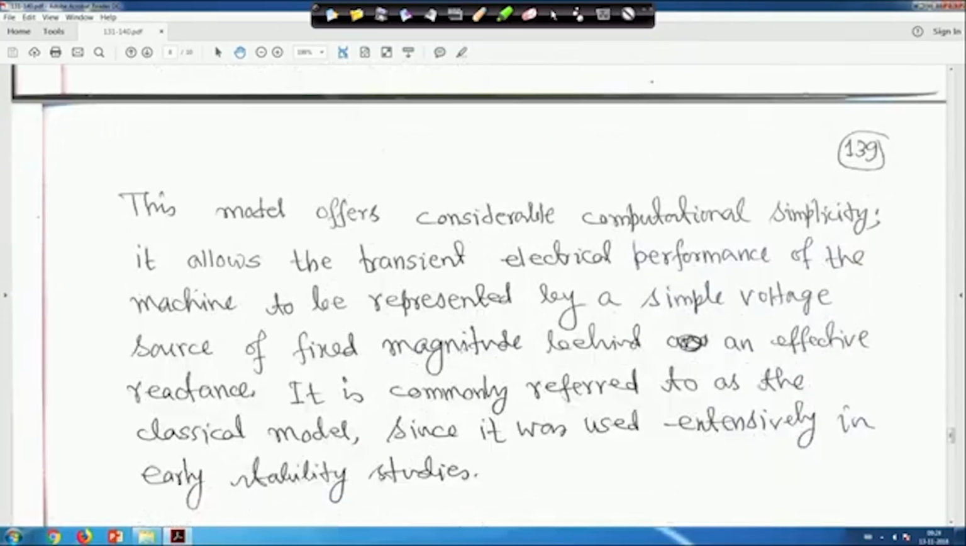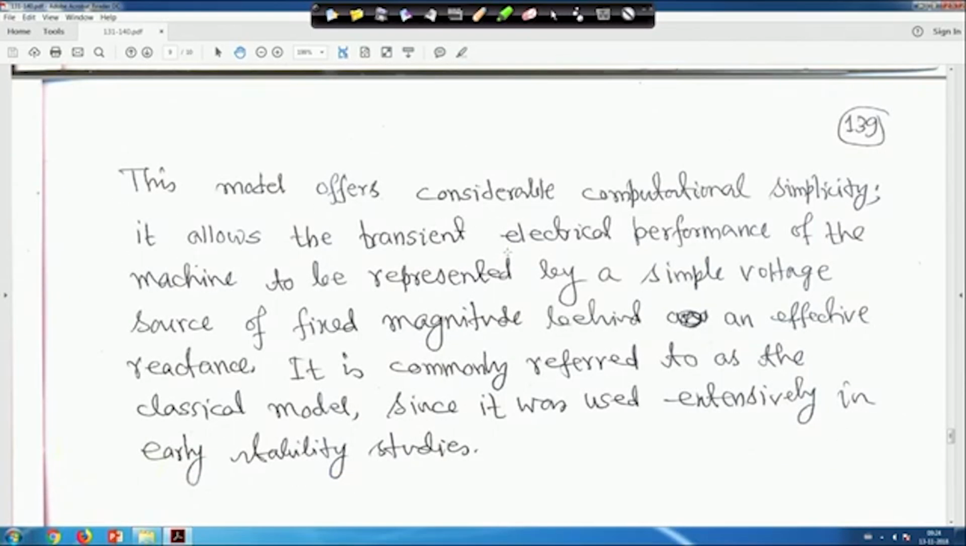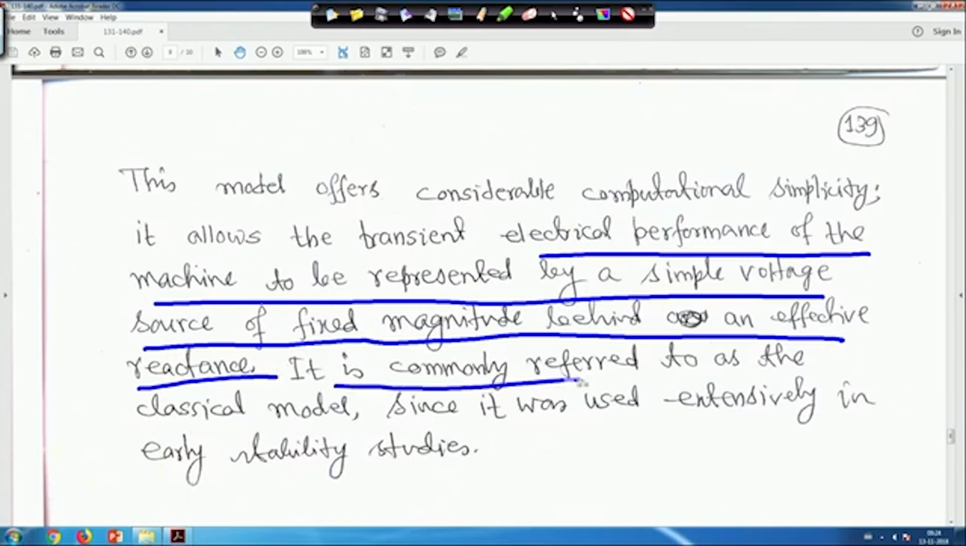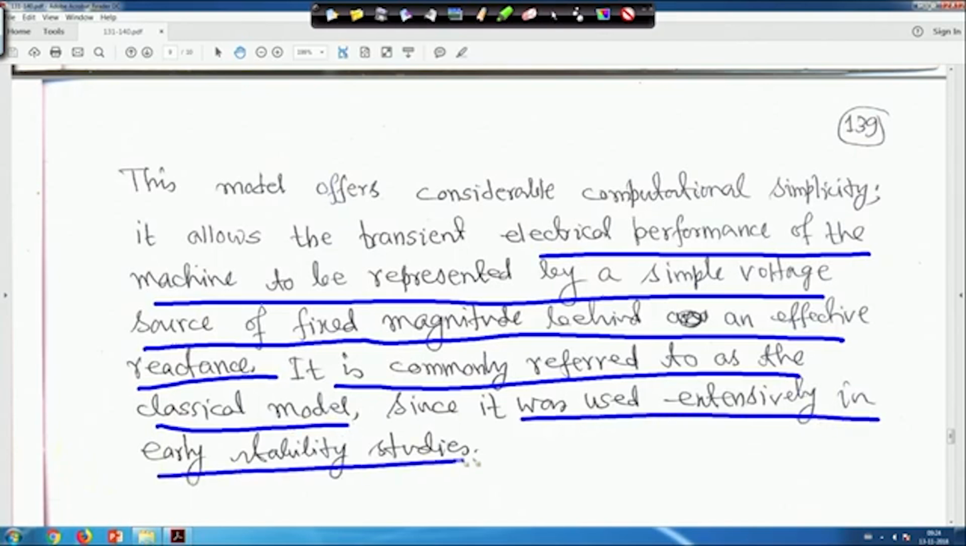So, this model actually offers considerable computational simplicity. It allows the transient electrical performance of the machine to be represented by a simple voltage source of fixed magnitude behind an effective reactance. If we assume that R_a is neglected, it is commonly referred to as the classical model, since it was used extensively in early stability studies. For classroom purposes also we will use this model, the simplified model for the stability study.